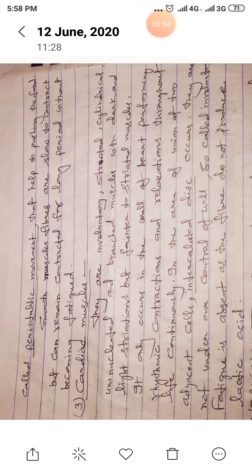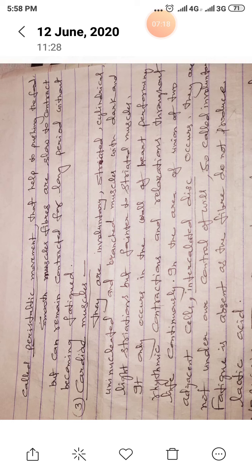The third type is called cardiac muscles. That is special. They are involuntary and do not work under our control. They are striated, meaning they have light and dark bands, but fainter than striated muscles. They are cylindrical in structure and uninucleated, but have branches. They have light and dark striations which are fainter than striated muscles.